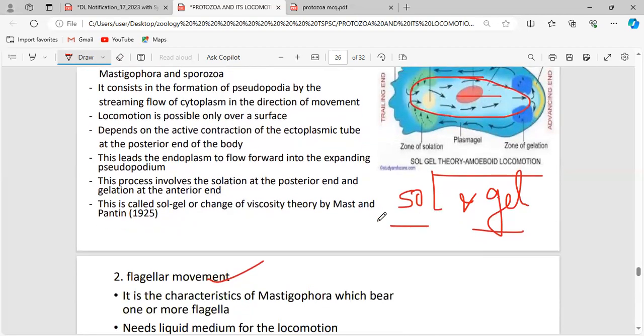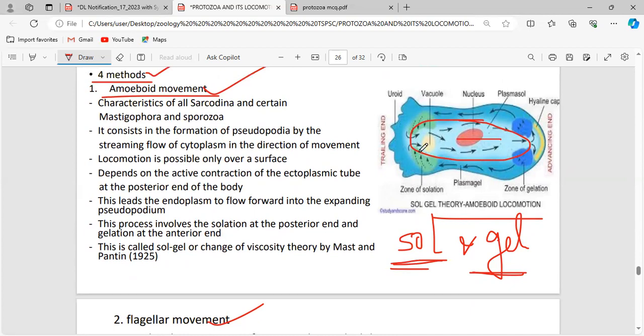Now, this plasmosol is said to be a viscous fluid. See, this is a very important theory. Try to remember. Listen carefully. This plasmosol is said to be a viscous fluid. This plasmogel is said to be a gelatinous semi-solid. Just remember, amoeba cytoplasm has two types of layers: plasmosol and plasmogel. Plasmosol is the viscous fluid, and the plasmogel is the gelatinous semi-solid.